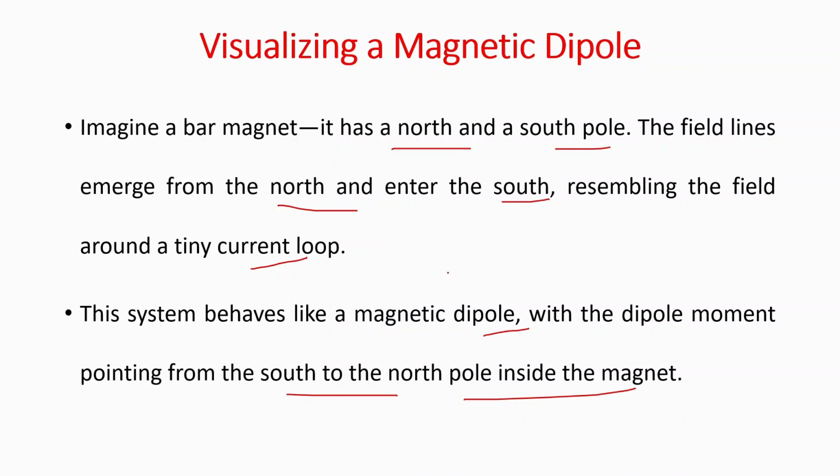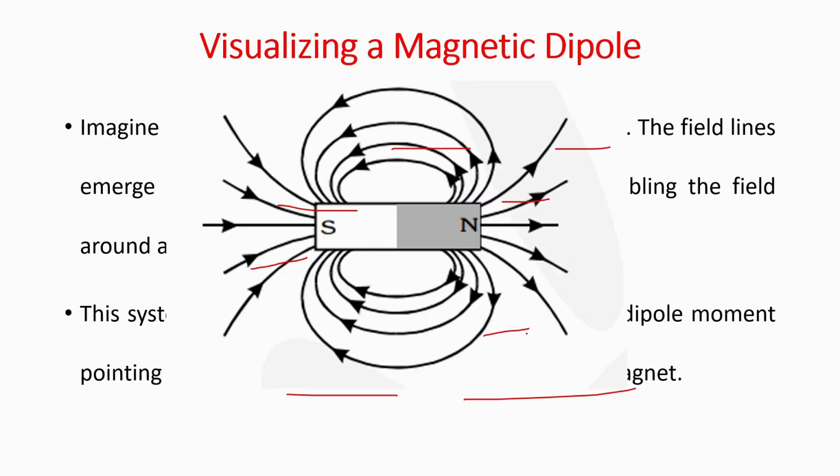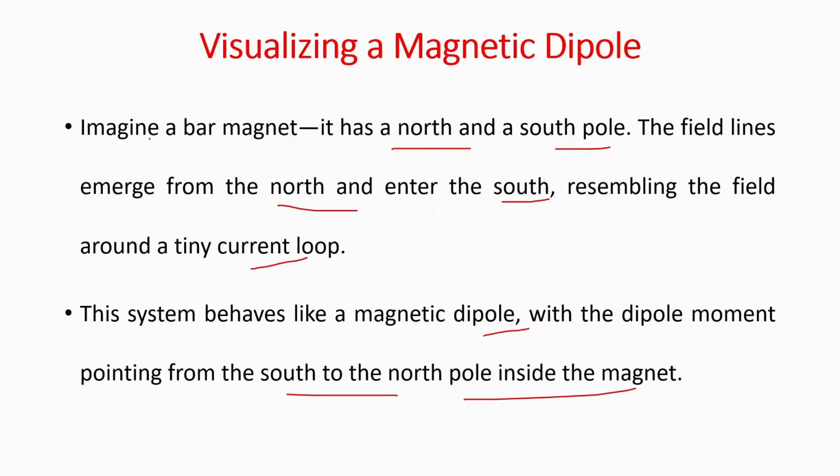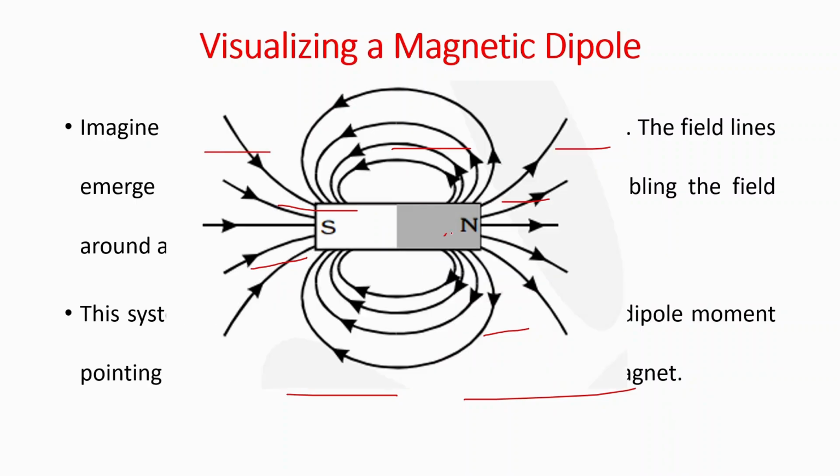Stop the video here for a few seconds and read what has been written in the points, and now let us check this picture. This is like a magnetic dipole moment. A magnetic dipole moment is like a bar magnet having a north pole and a south pole. The magnetic field lines emerge from the north pole and they enter the south pole. So we can visualize a magnetic dipole moment like a bar magnet, as shown in this picture.